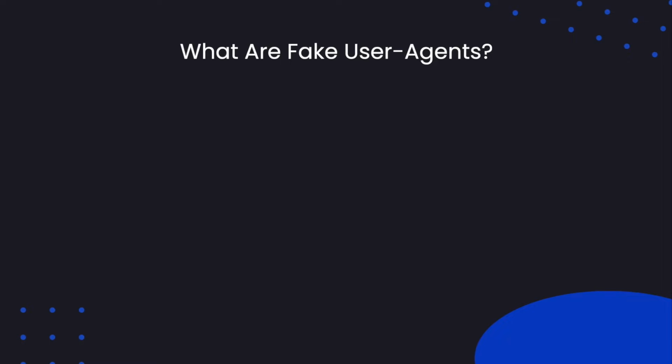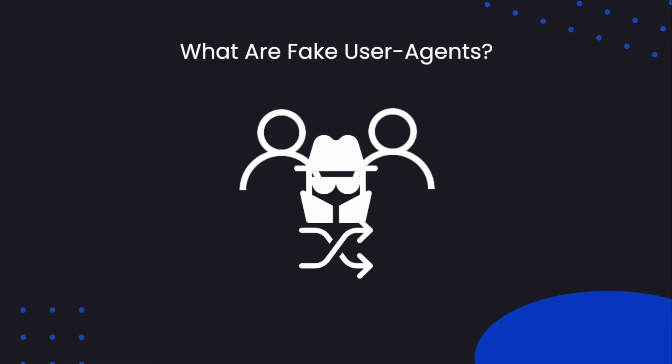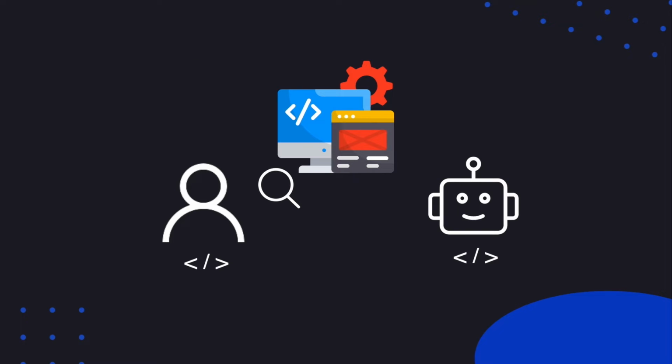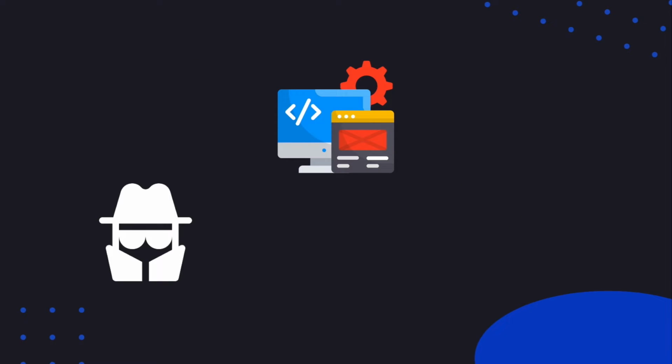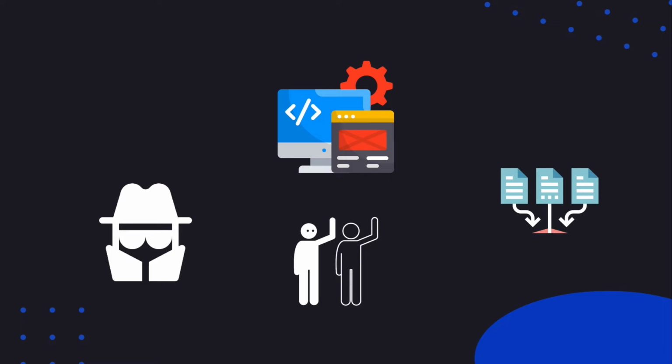Fake user agents involve simulating a different, often randomized user agent string than the one associated with the actual browser being used. Well, this can be beneficial for multiple reasons. Websites often analyze the user agent string to differentiate between humans and bots. By using fake user agents, you can imitate the behavior of real users, reducing the chances of being flagged as a bot and improving the possibility of accessing the desired data.